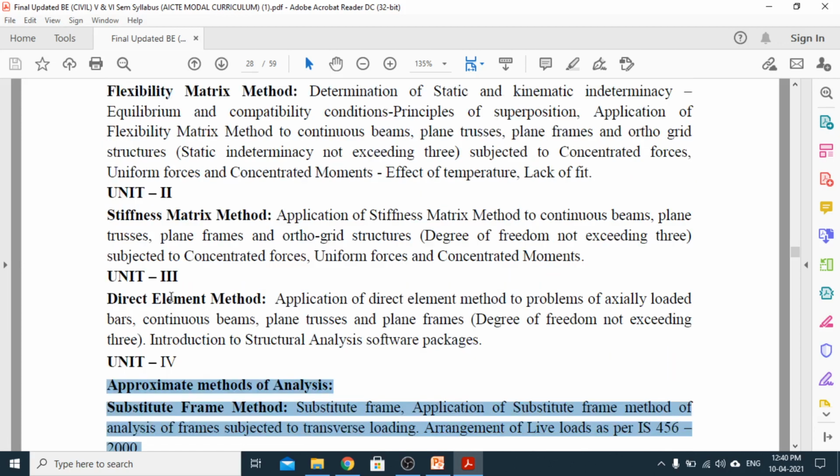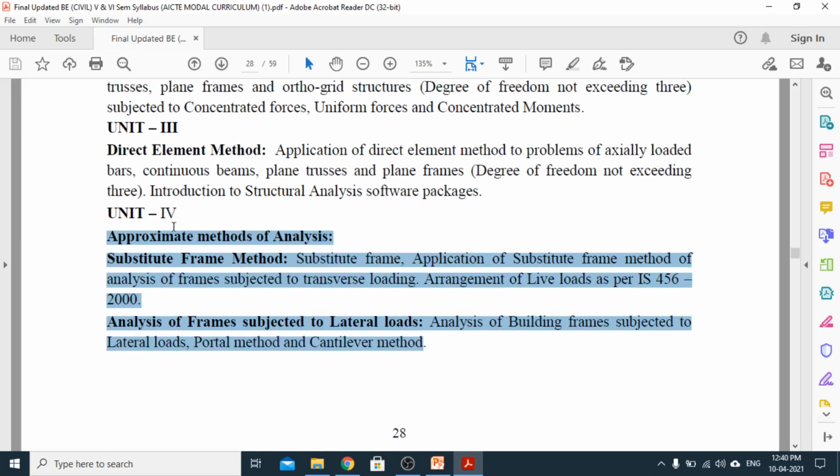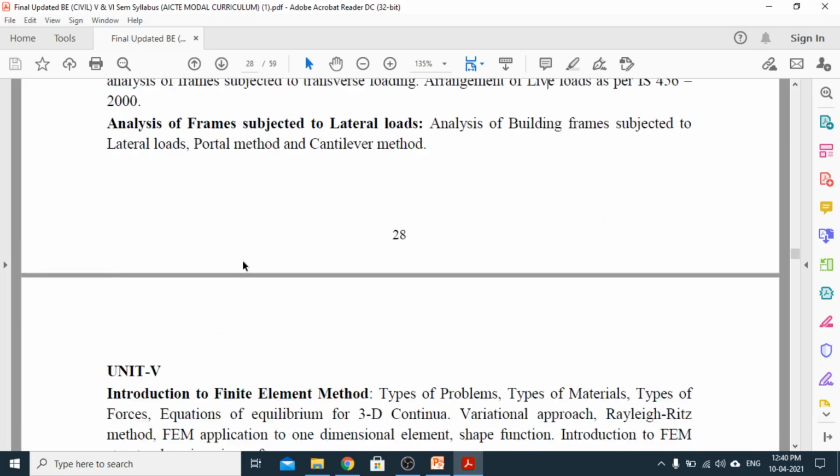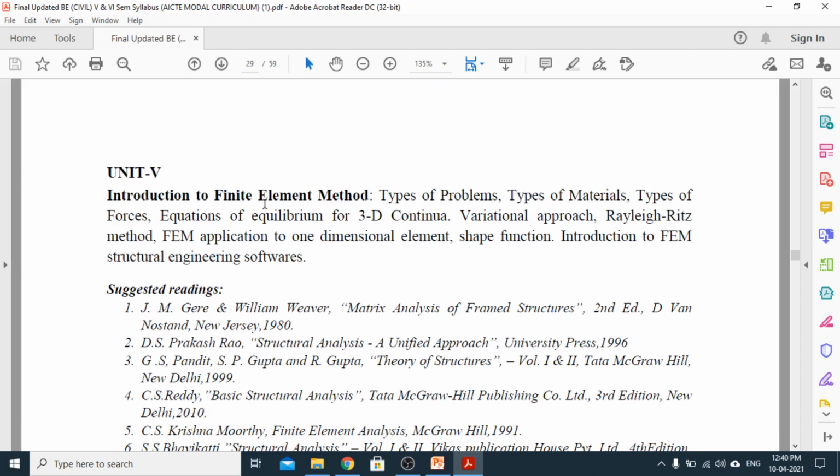Then we have one more method of analysis, that is direct element method. Direct element method is completely different when compared to these methods. In the flexibility matrix method and stiffness matrix method, we will be changing the entire beam into a matrix form. The same thing we'll be doing in direct element method also, but it will be a bit different from these two units. And for this one we have to use our IS 456 2000 for the calculation of moments, simple calculations.